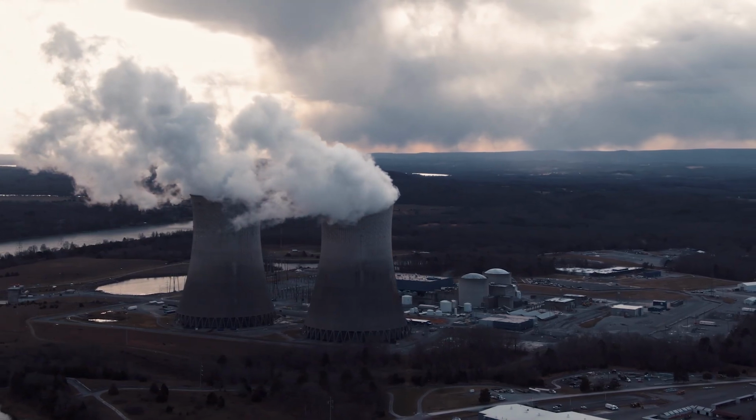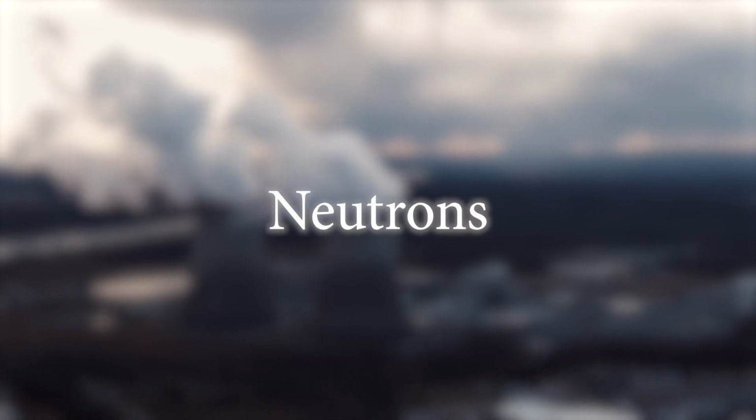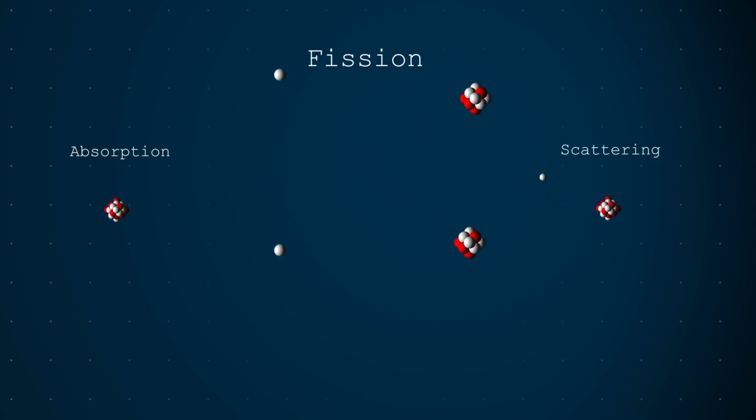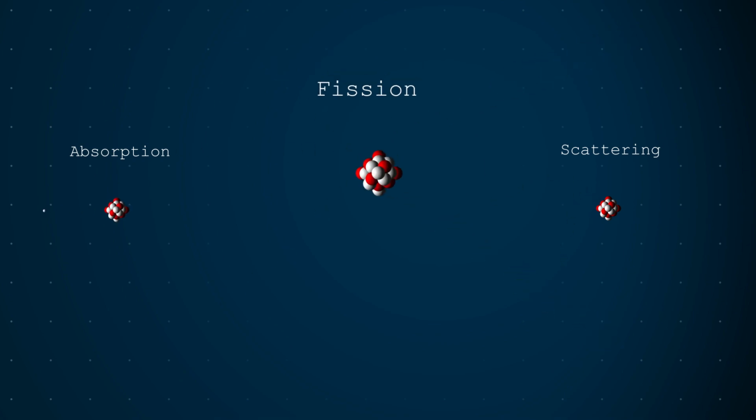In a nuclear reactor, it's all about neutrons. Neutrons interact with the matter around us in three principal ways. Absorption, where a neutron is absorbed into a nucleus. Scattering, where it bounces off the nucleus. And most crucially, fission, or as it is called, splitting the atom. You are most interested in the last interaction, fission. This is where the energy is released.